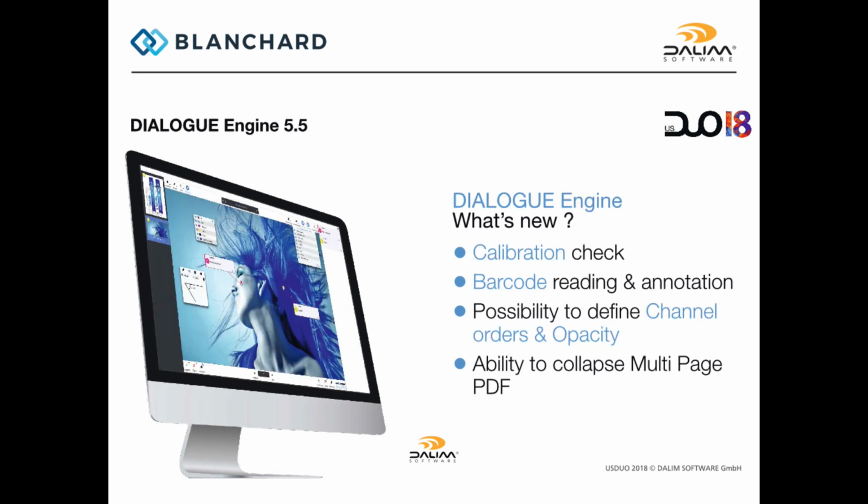So some of the new stuff that you're going to see in the Dialogue engine itself, within ES5, is a calibration check to do closed loop color inside of ES, barcode reading annotation, which we've covered before in one of our webinars, channel order and opacity changes, so kind of keeping up with the features that were there in the Java version. They've now got the channel orders and opacity settings inside of the HTML5 version, and the ability to collapse multi-page PDFs.